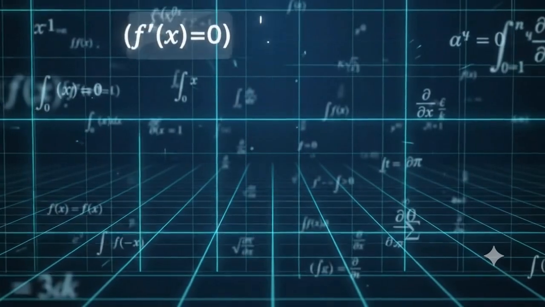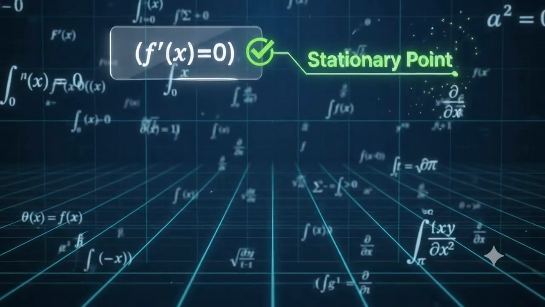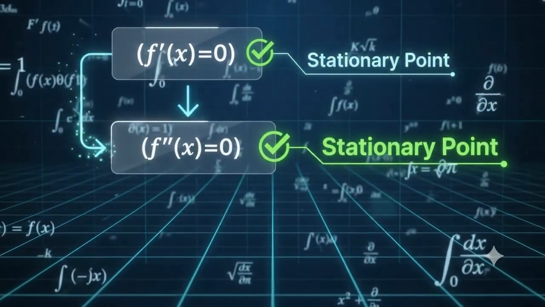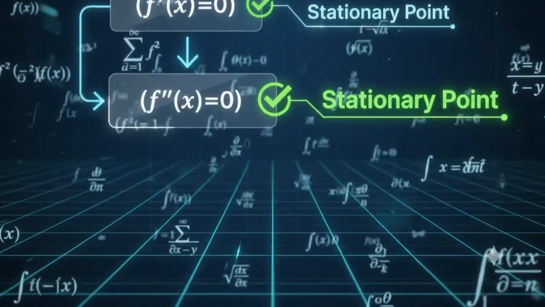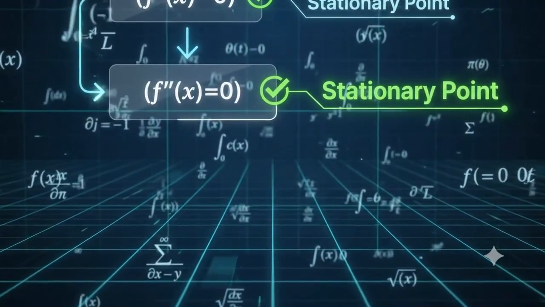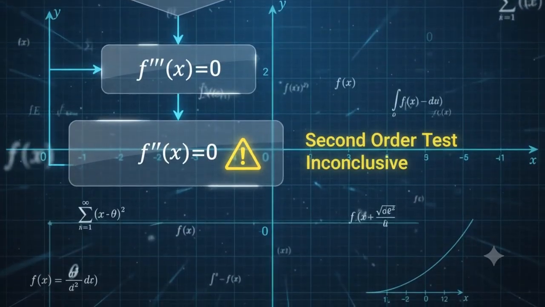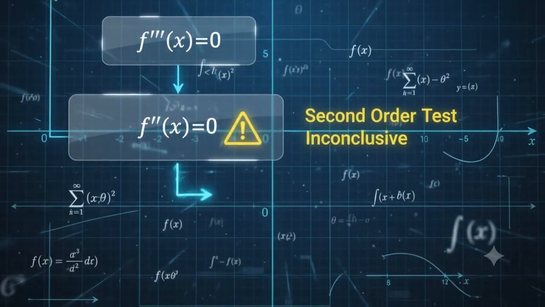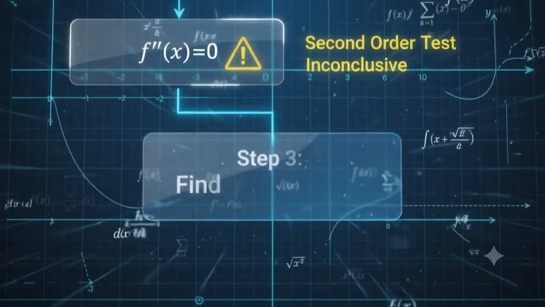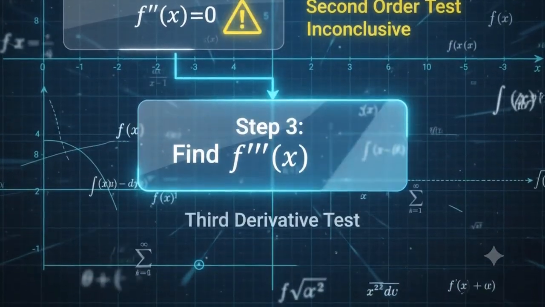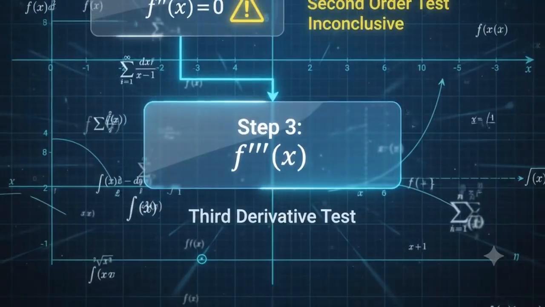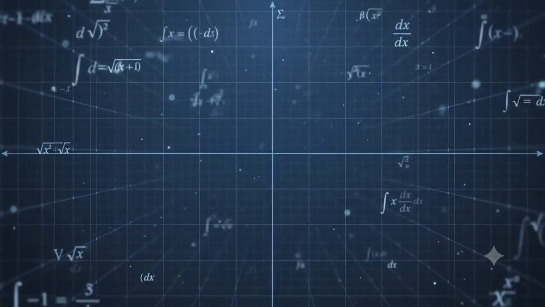Here's the process. First, find the stationary point by setting the first derivative equal to 0. Next, evaluate the second derivative. If the second derivative equals 0, the second-order test is inconclusive. We then find the third derivative to classify the stationary point. Let's understand the third derivative test.